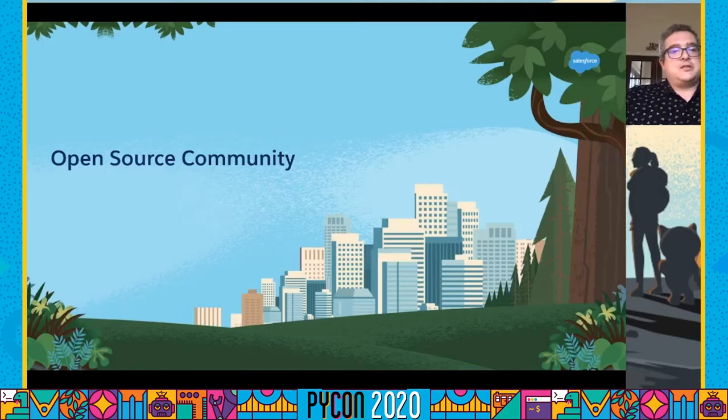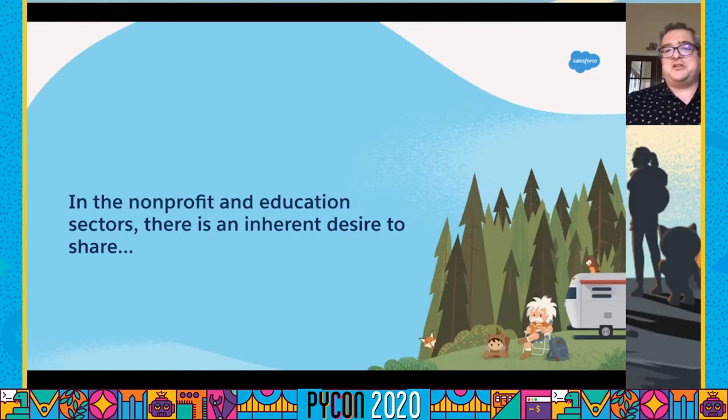So let's talk about our open source community. In the nonprofit and education sectors, if you've ever had the opportunity of working with any nonprofits or education organizations, you'll find that there's really an inherent desire to share. Food banks don't compete with each other. A food bank in one county doesn't compete with a food bank in the next county. They just want people to be fed. Pet rescue organizations don't compete with each other. They want pets to find good homes.